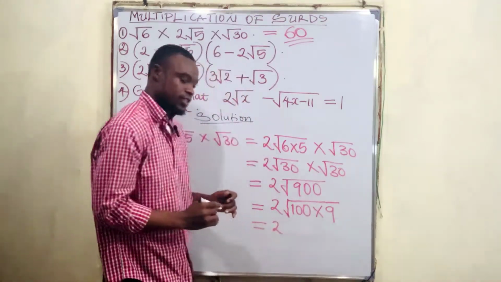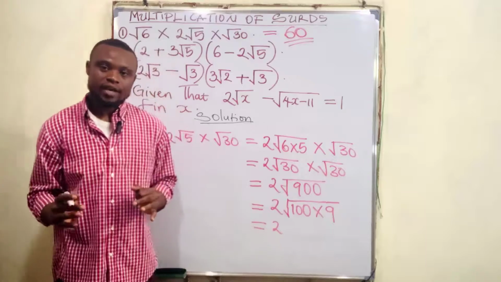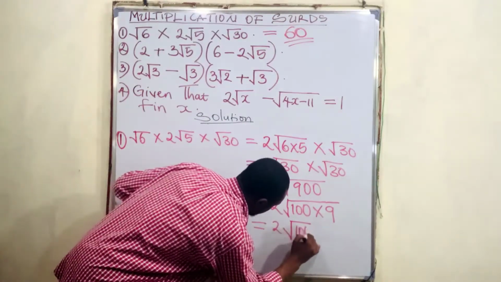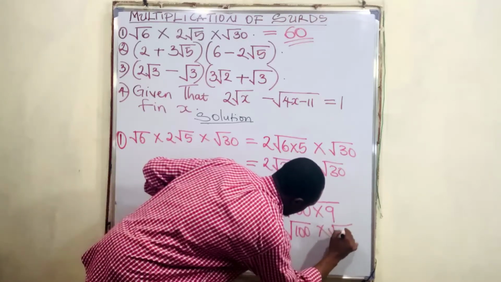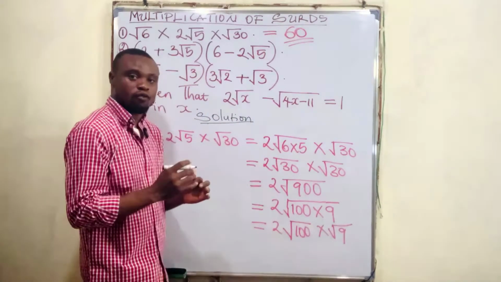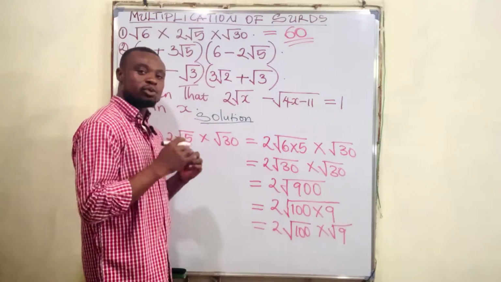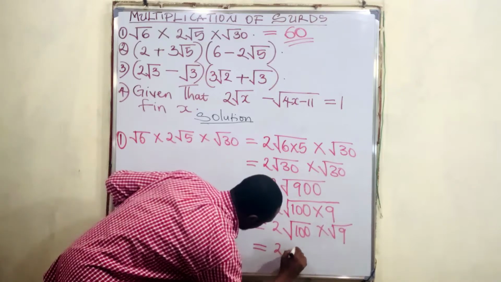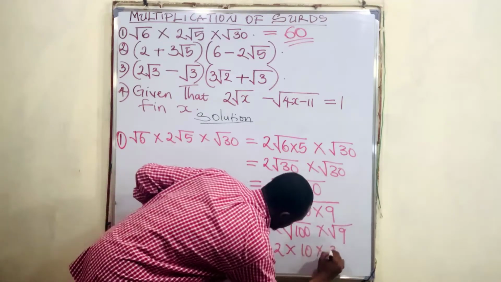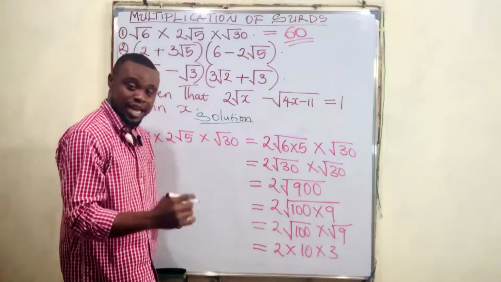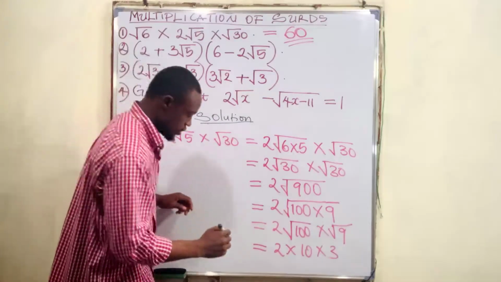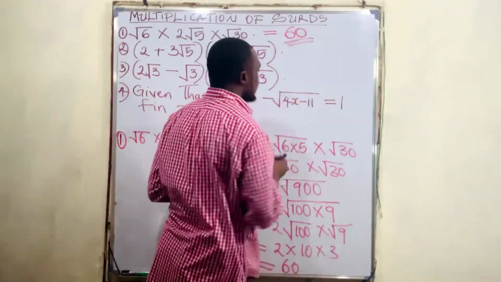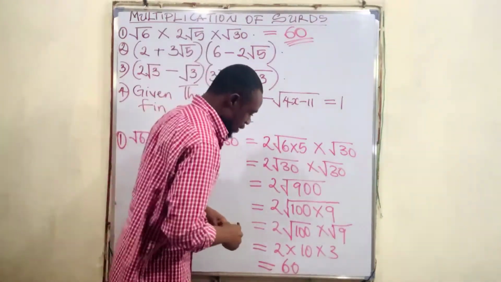Now if we split 100 from 9, we now have a separate root for the two of them. We have the root of 100 multiplied by the root of what? 9. Now the root of 100 is 10 and the root of 9 is what? 3. So this now becomes 2 times 10 times 3. And 2 times 10 times 3 is equal to what? 60. So finally our answer is 60.